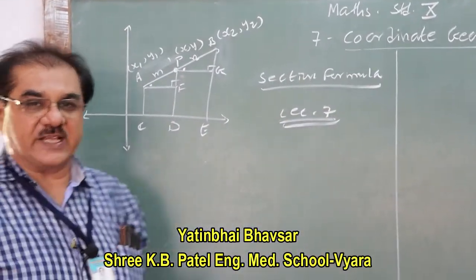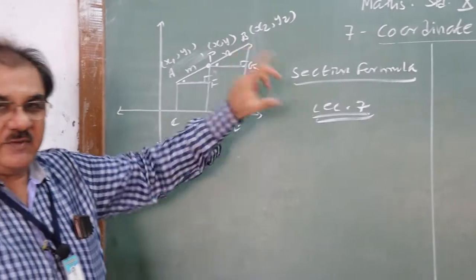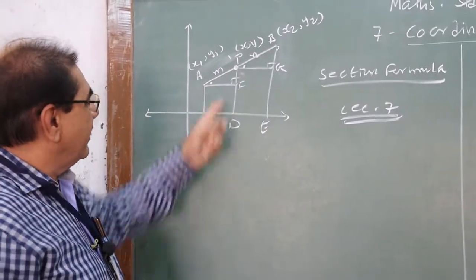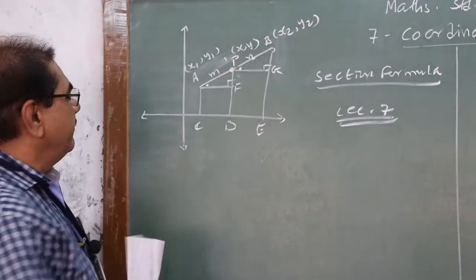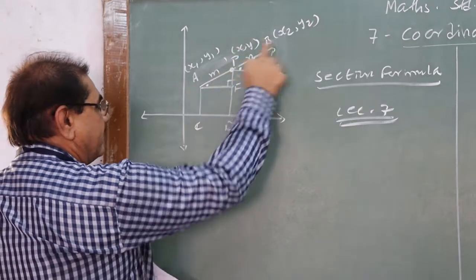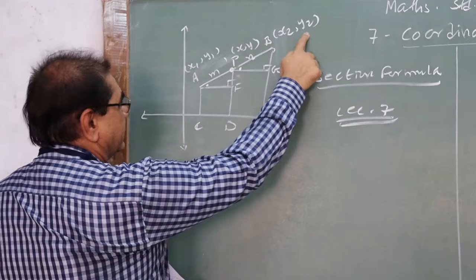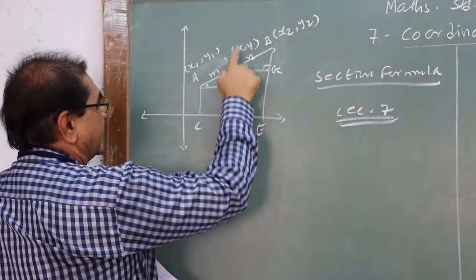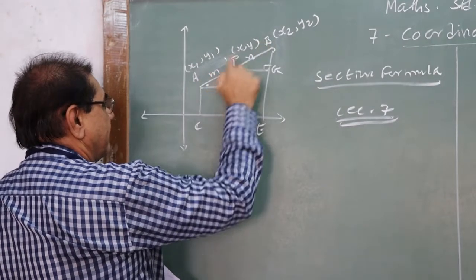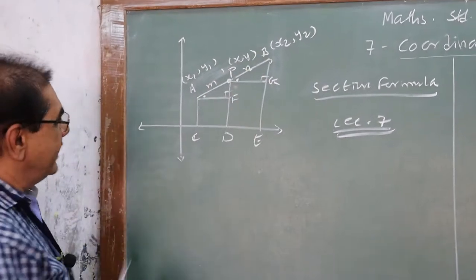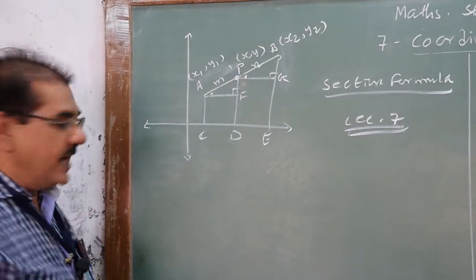In the last lecture, we took the section formula and developed the formula for the coordinates of the point P, which divides a line segment AB whose coordinates are x1, y1 and x2, y2 respectively. P's coordinates are x and y. P divides line segment AB in the ratio m is to n. Then what are the coordinates of this point P that we found? Very quickly I repeat it.